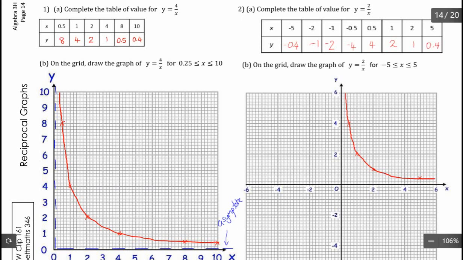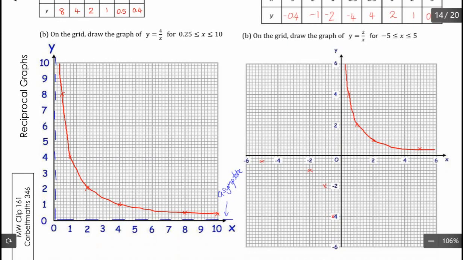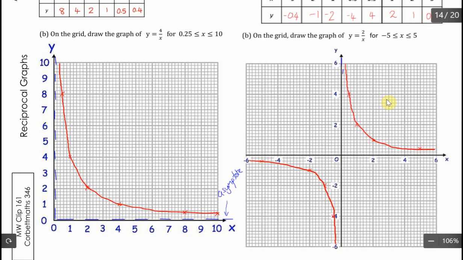And now I'm going to plot the negative coordinates, so -5, -0.4, -2, -1, -1, -2, -0.5, -4. Okay, so I'm going to get the same shape. Same shape, but in the opposite quadrant. Okay, and that's what we have there. And again, we've got asymptotes on the axes, which applies to both parts of the graph. These two parts of the graph will not touch, but are part of the same equation.